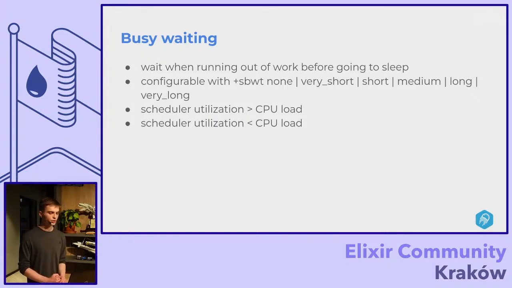The other interesting thing is that scheduler utilization can also be higher than CPU load. This is because when a scheduler is waiting for some I/O devices or I/O access, it is considered busy because it is not able to perform any further jobs. However, we will not use CPU cycles in such a case, so CPU load can be lower than scheduler utilization. So this was the first part of the presentation, in which I wanted to show you that looking at one metric might not be the best idea in case of the Erlang virtual machine. This is because of busy waiting.